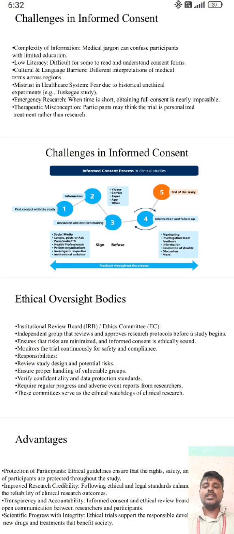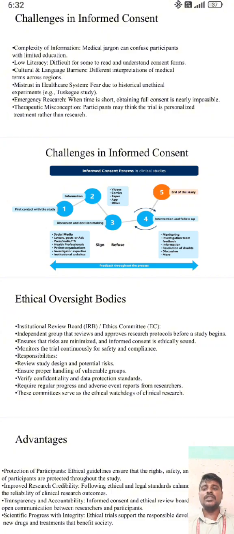Next, we have the process of informed consent. First, see the diagram. First, the concept of the study; next, the information; then discuss and relate to the participants. Fourth step is the integration of the follow-up step. Fifth, end of the study. It is a very long process of consent.